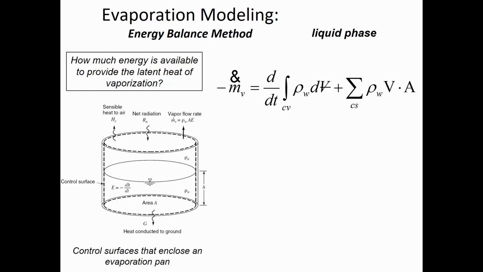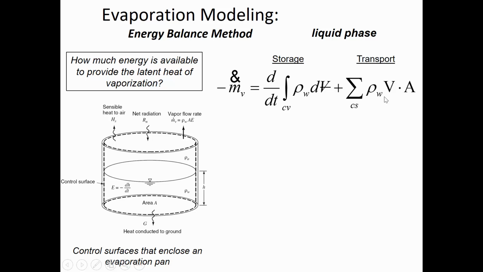Now, the Reynolds transport theorem is saying that the change of mass inside of this control volume is related to the flow in and out of the control surfaces, and that's what this term here is, the sum of velocity times area. So that's talking about the air.